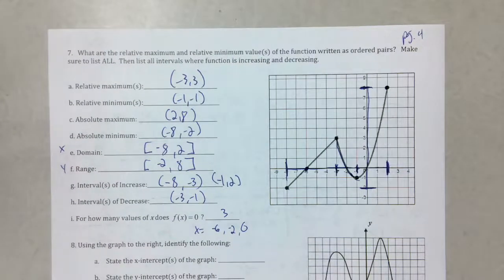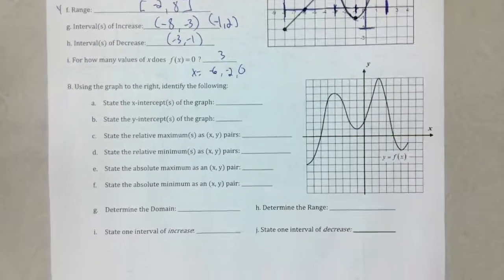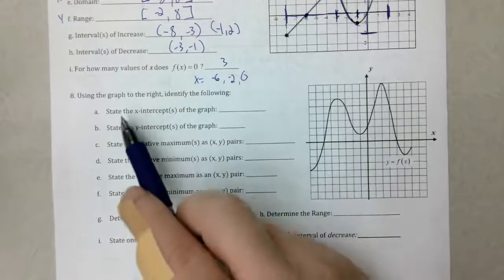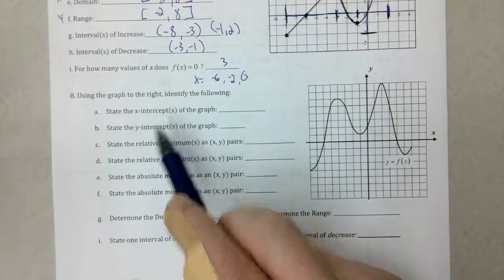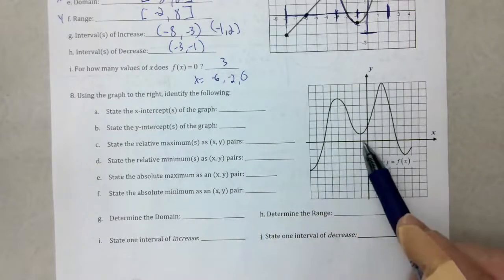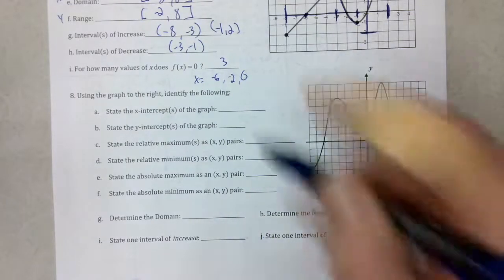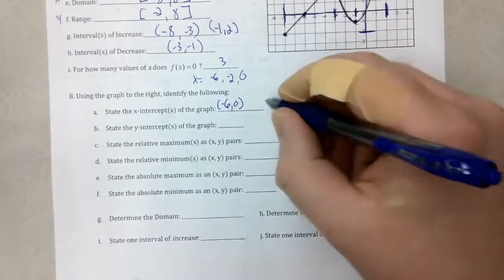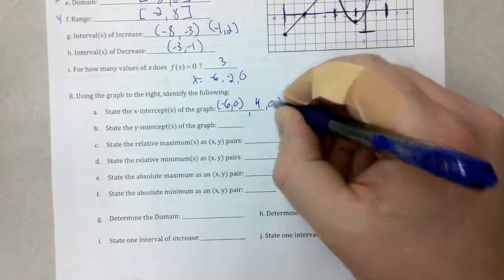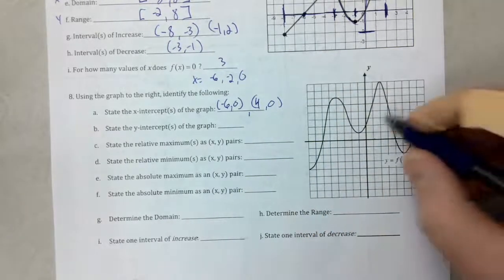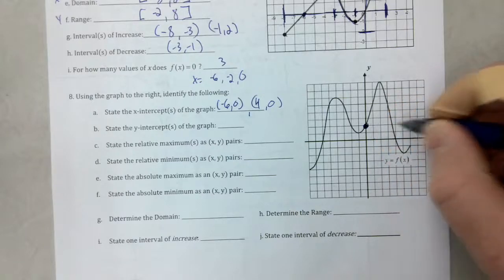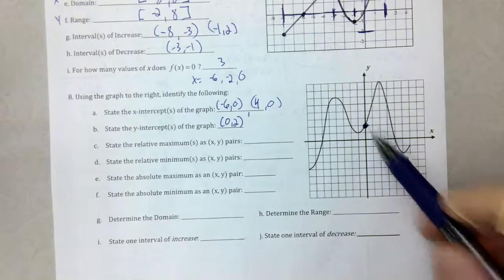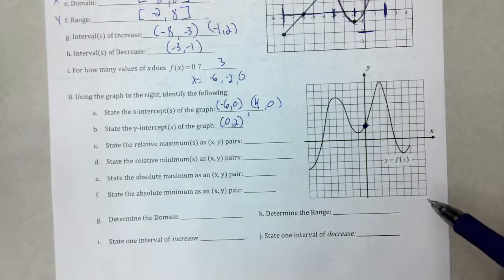All right, almost done with this one. Last little bit of graph right here. Using the graph to the right, identify the following. State the x-intercepts of the graph. As the name implies, it's where this graph crosses the x-axis. There's two of them. As coordinate points, it's (-6, 0) and (4, 0). Two x-intercepts. For it to be a function, obviously there's only one y-intercept, and it's right there, and the coordinate point is (0, 2).